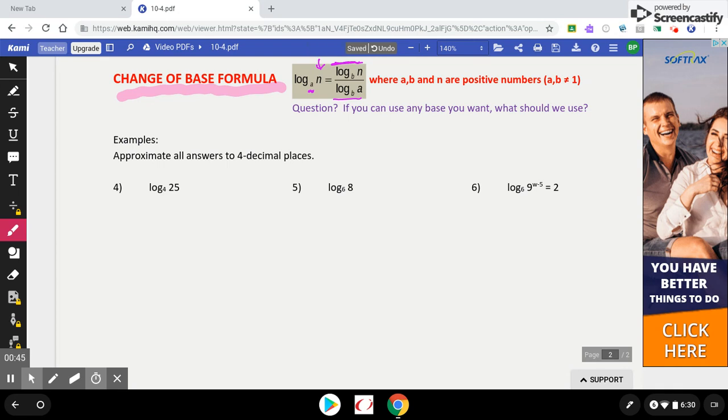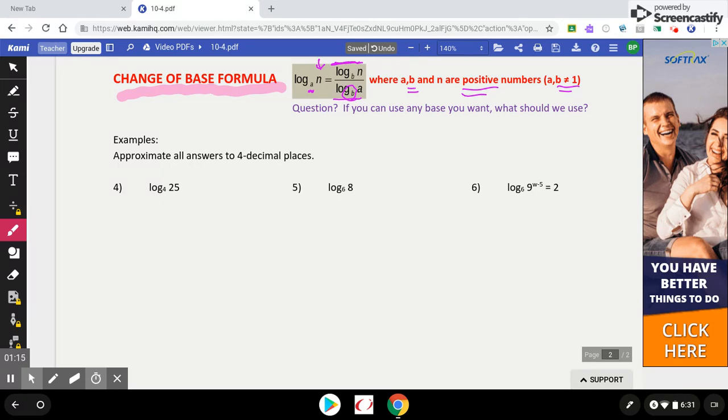And notice the little tiny b in here. The little tiny b is what you get to choose, as long as b is positive and not equal to 1. If you're given the choice of what base you want to use, we can use base 10 because it can be done on the calculator. So anytime you have a base that's not base 10, you can break out the change of base formula.